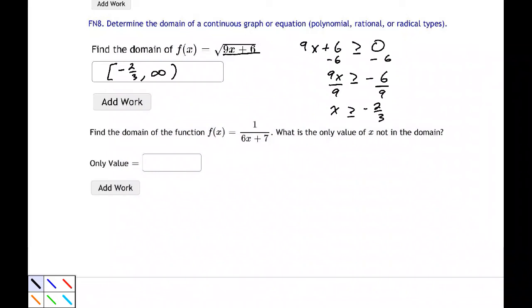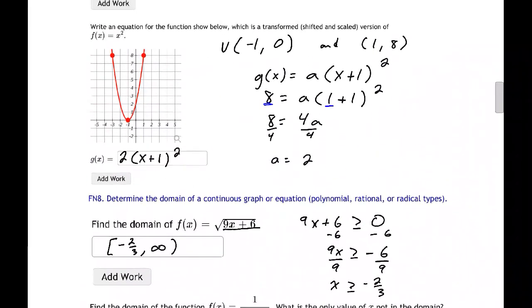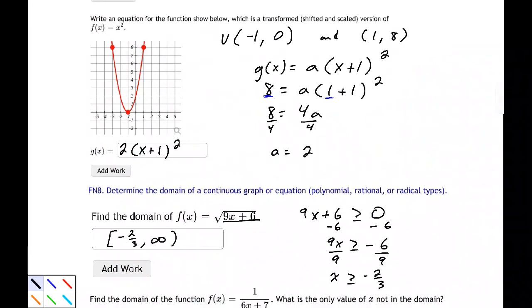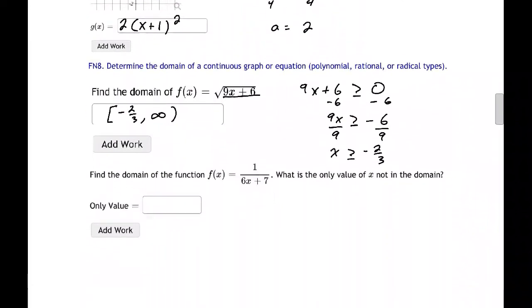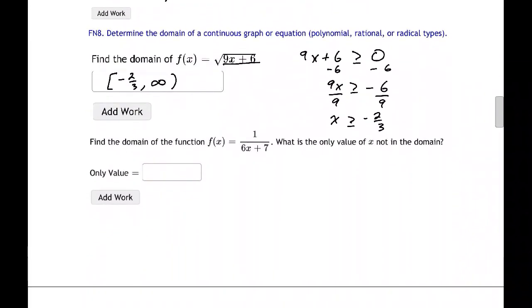Now again, I didn't say this in the last question. Remember, when there's work to be shown, I'm showing you what I think is the appropriate amount of work. When there's work to be shown, make sure you click Add Work and submit that as well.